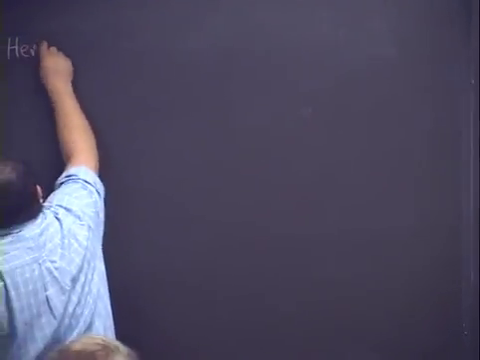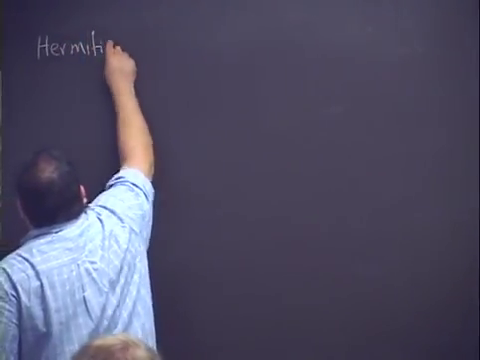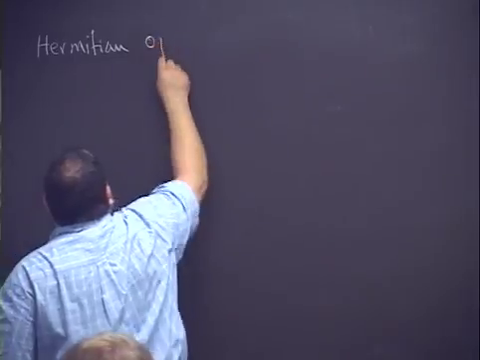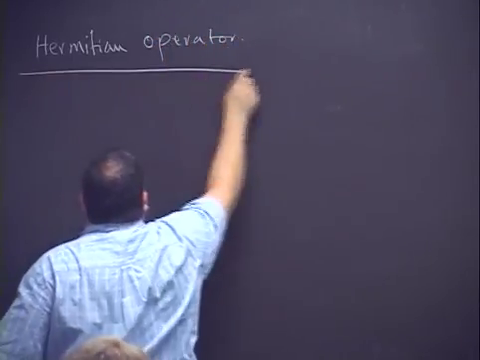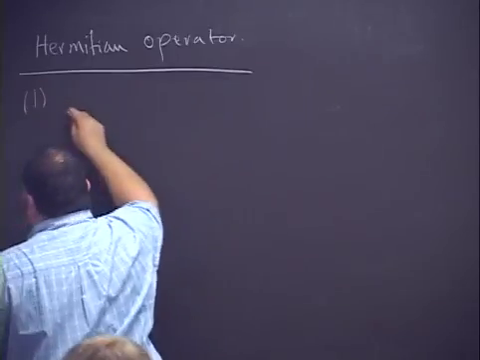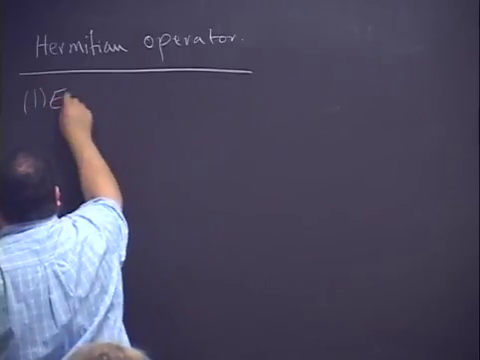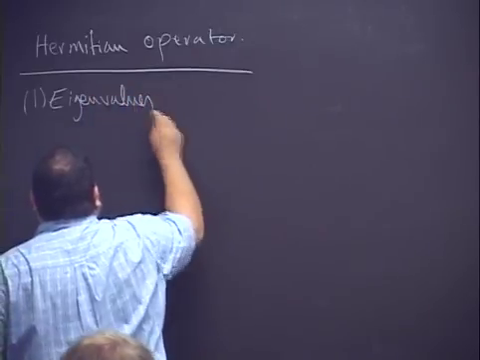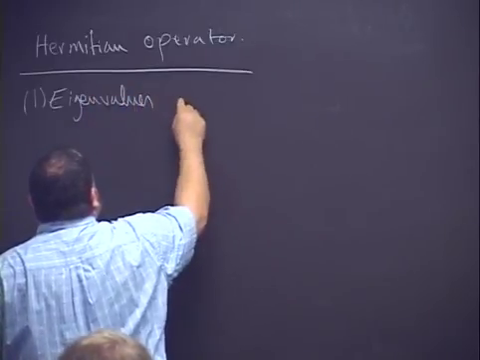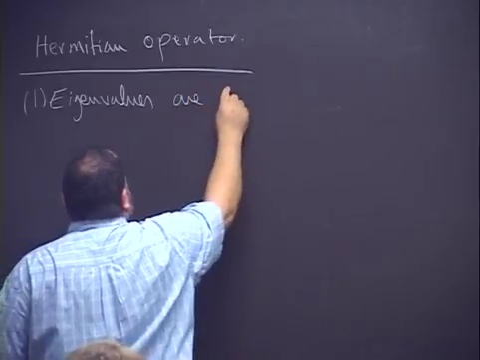So last time when we discussed the linear operators, we stated that for a Hermitian operator we found 4 properties. The first one is that the eigenvalues, like the Hermitian matrix, are real.